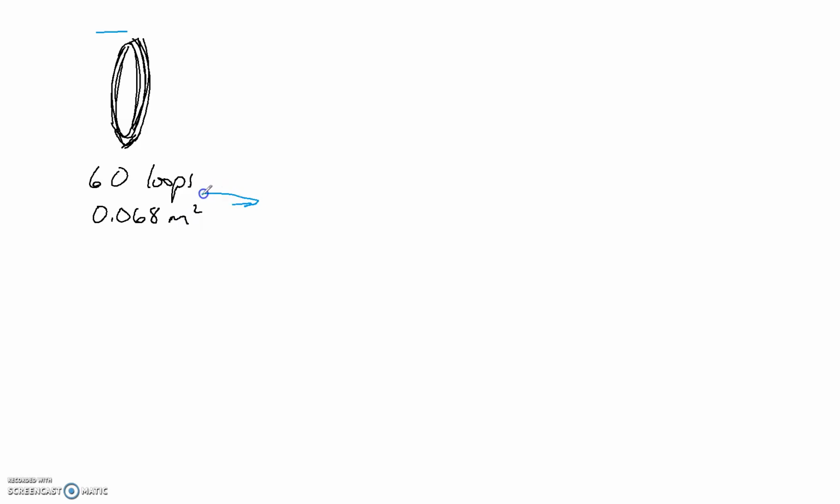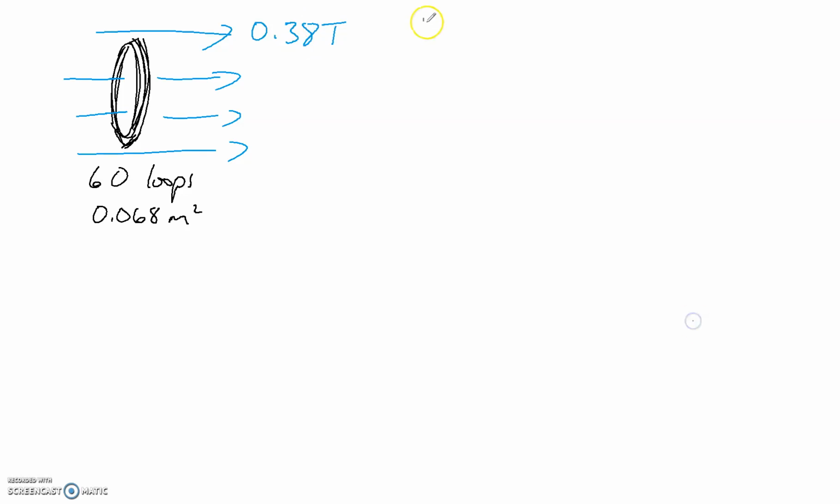And let's throw in a magnetic field here. So let's say it's inside of a magnetic field going through, something like this. So let's have a magnetic field, and we will start with a magnetic field of, let's say, 0.38 Teslas. Now, we are going to reduce the magnetic field to 0.16 Teslas. And let's say it's done.